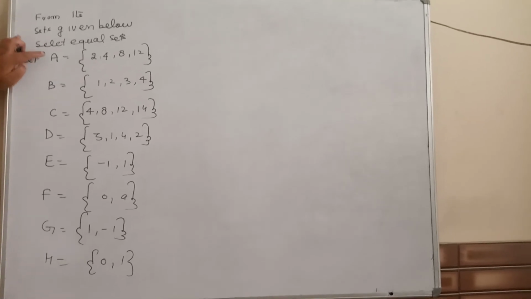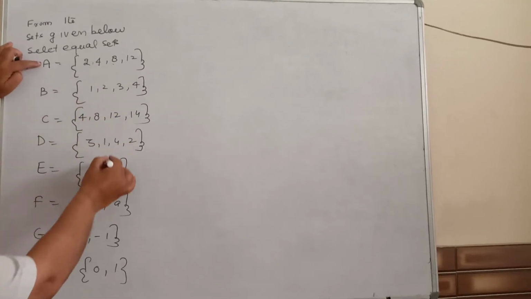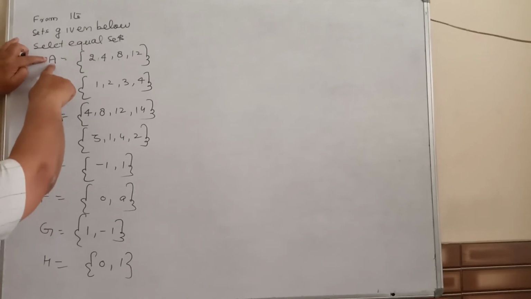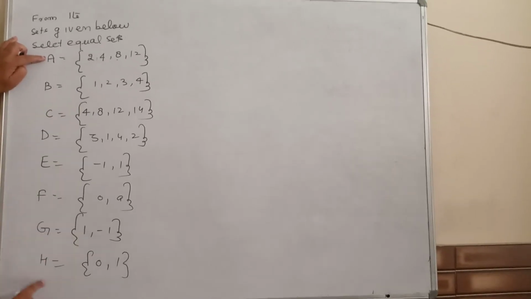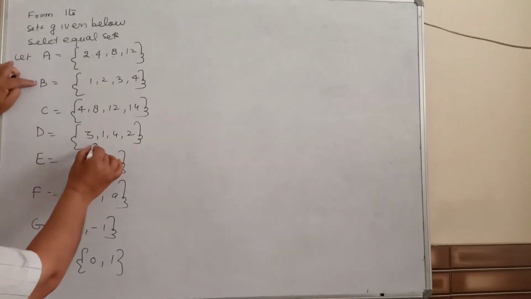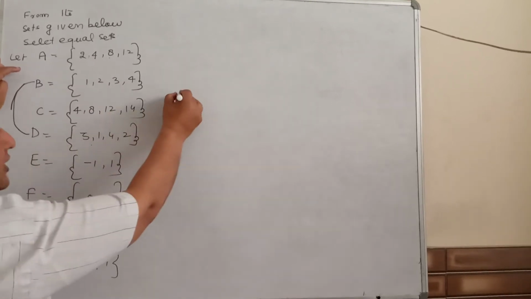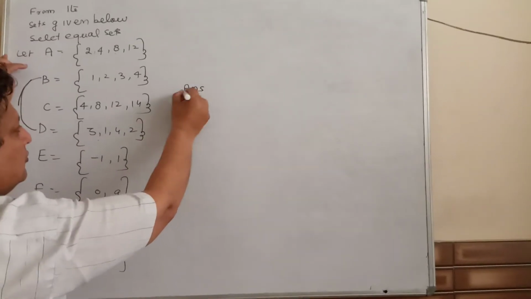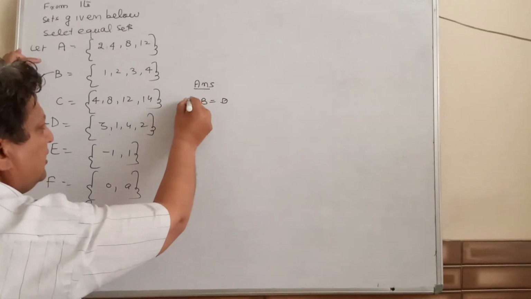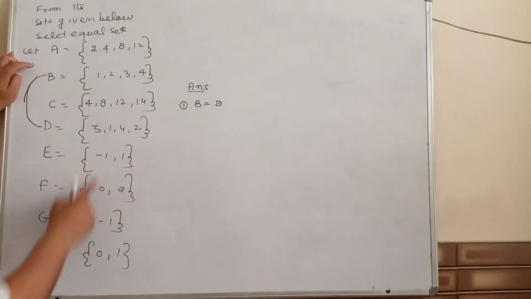Now let us take A: 2, 4, 8, 12. We see that no set with 2, 4, 8, 12 exists, so A is not equal to any of the given sets. Now we take B: 1, 2, 3, 4. This is the same as 1, 2, 3, 4 in D. So the conclusion is B equal to D. That is the answer. The first two given sets that are equal are B and D: 1, 2, 3, 4 and 3, 1, 4, 2. All other sets, no.